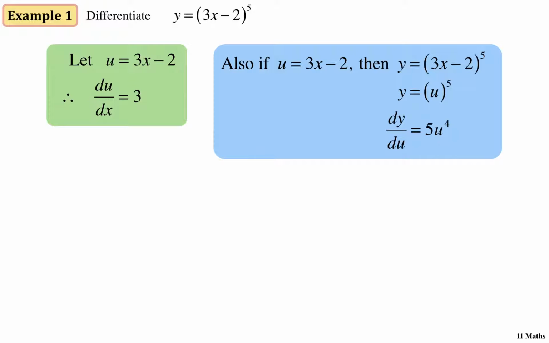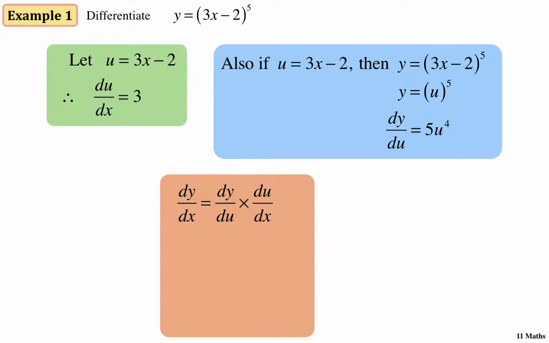Now we're going to use our chain rule, or our composite function rule. Here's our formula. dy over dx equals dy over du. Now what is dy over du? Well, we found that over here. It's 5u to the power of 4. Multiplied by du over dx. Well, what's du over dx? Well, we found that over here. It's 3. So effectively, we're just doing 5u to the power of 4 times 3. When we look at that, we can see the 5 times the 3 gives 15. So you get 15u to the power of 4.